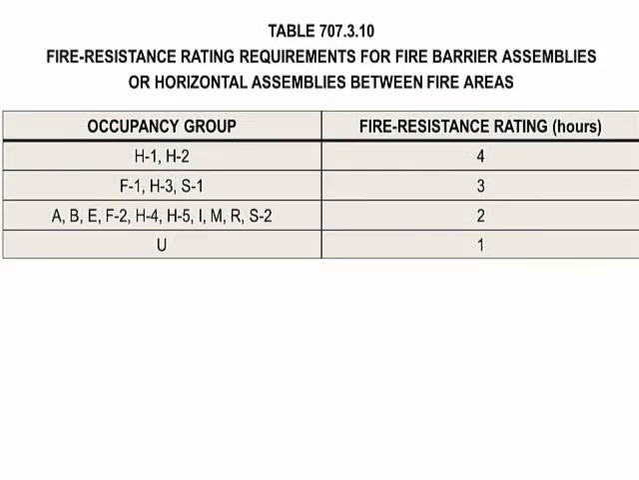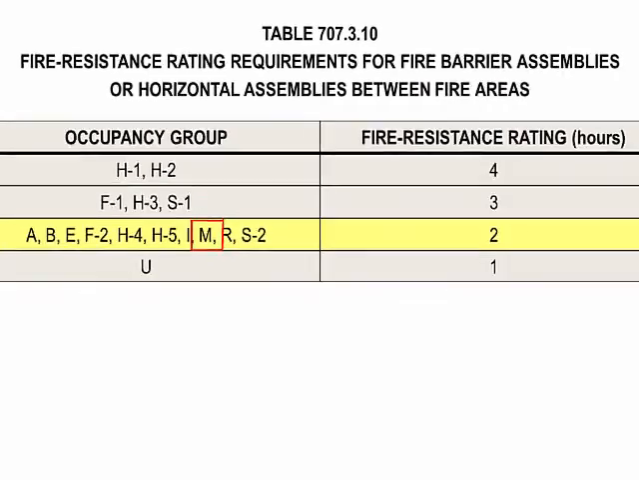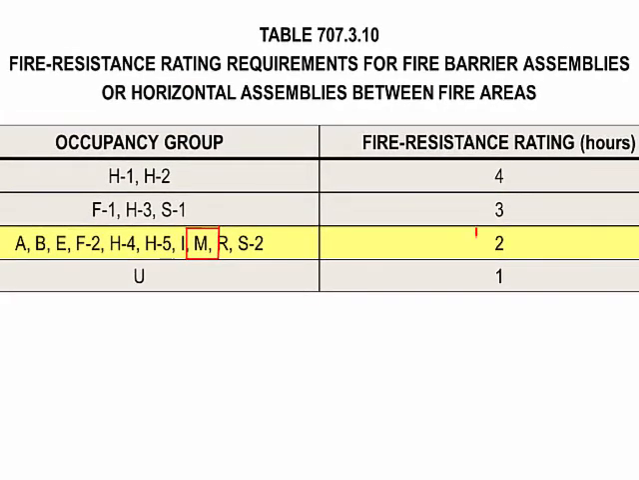When we look at 707.3.10, we see that it indicates the fire resistance rating for the fire barriers based on occupancy group. So we go down that table and we find our Group M occupancy, and it indicates that we need a fire resistance rating of 2 hours.